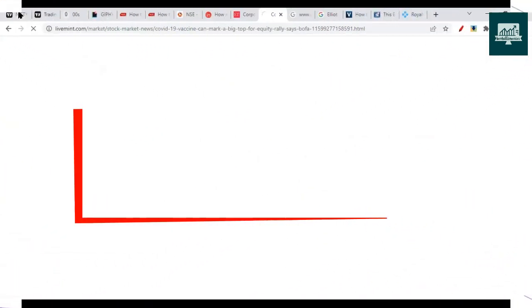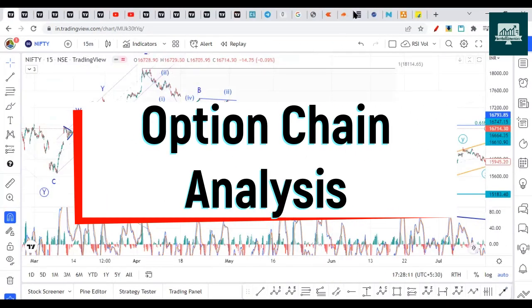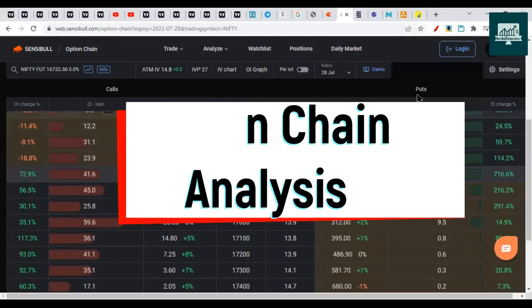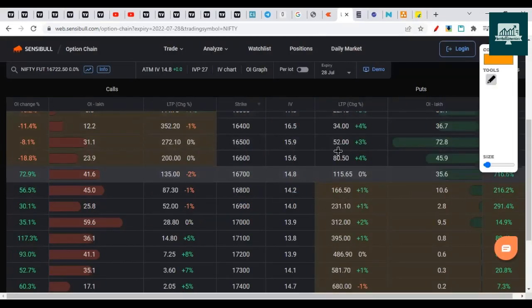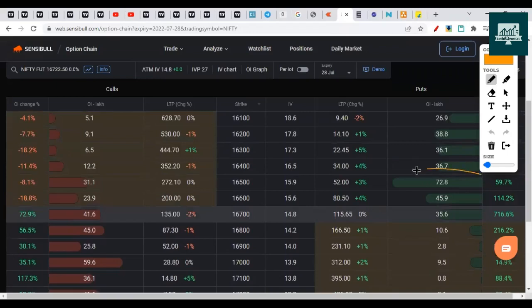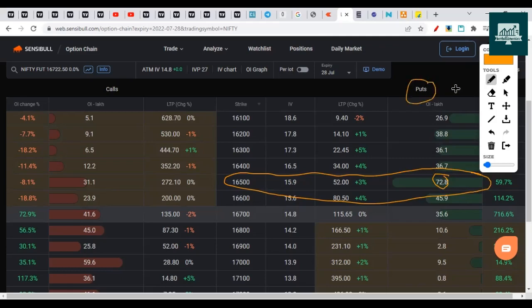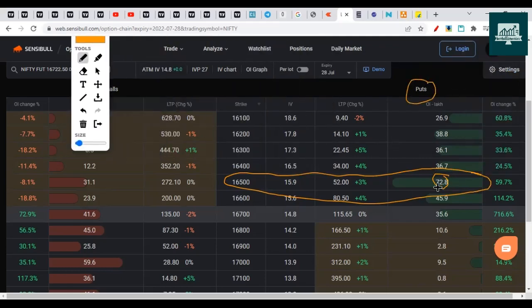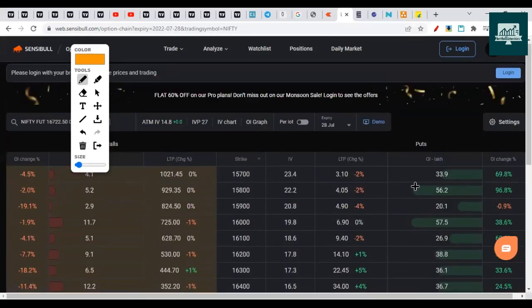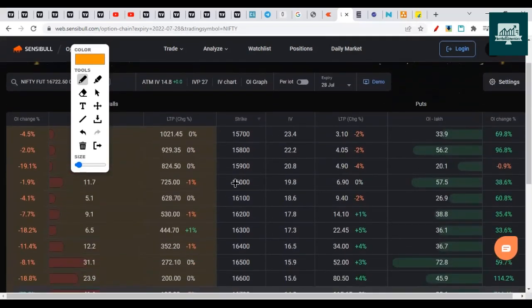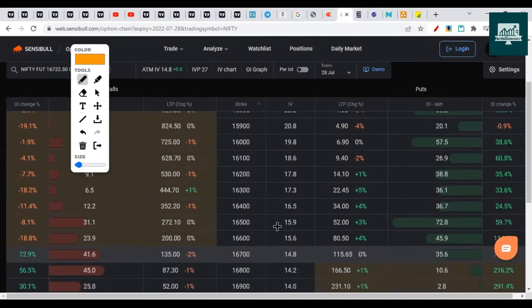Let's go and check now what is happening in the option chain. Again, here there is a major support at 16,500, which has the highest put open interest, 72 lakh. This 72 lakh means that this is the major support. You will not see any number bigger than this on the put side. At 16,000 also the number is less than at 16,500. So this is major support for us.